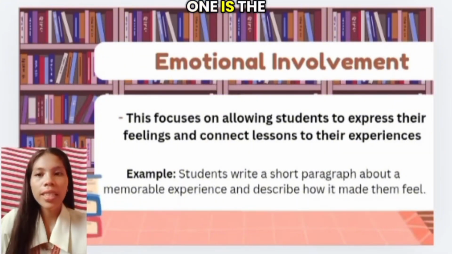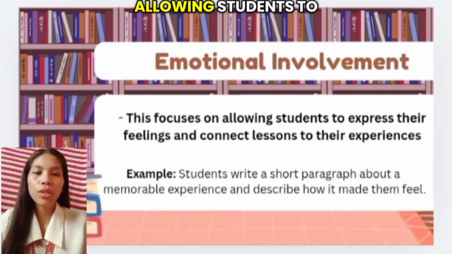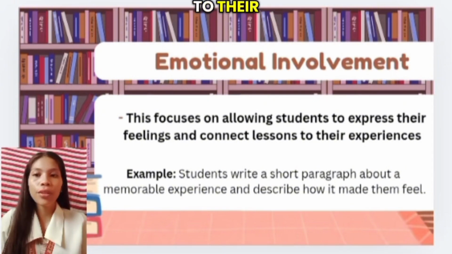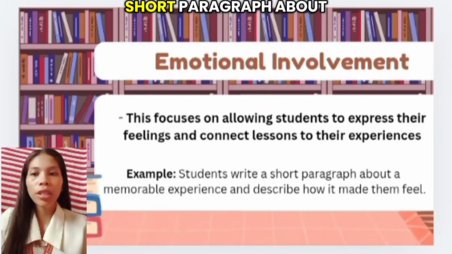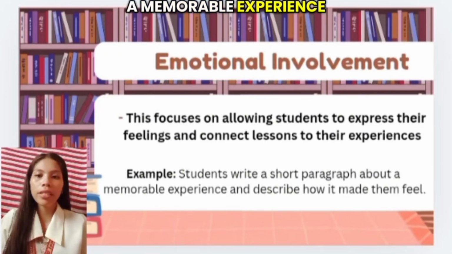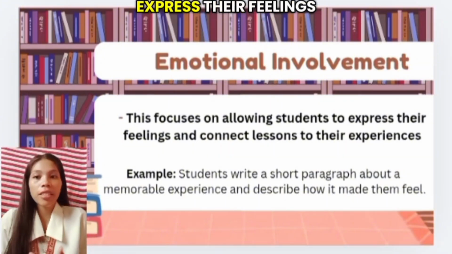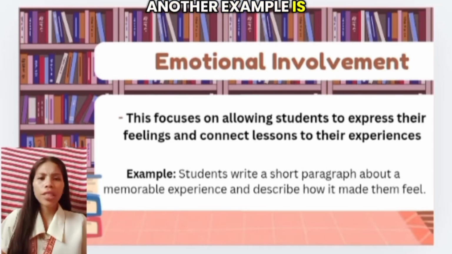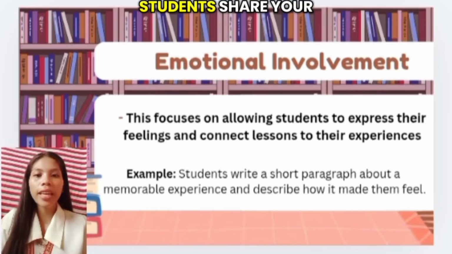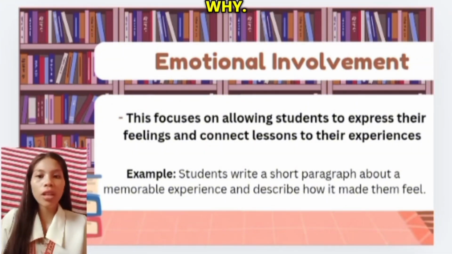And the last one is the emotional involvement. So this focuses on allowing students to express their feelings and connect lessons to their experiences. For example, students write a short paragraph about a memorable experience and describe how it made them feel. So in that way, they can express their feelings and connect their experiences. Another example is after reading an emotional story, students share which character they relate to and explain why.